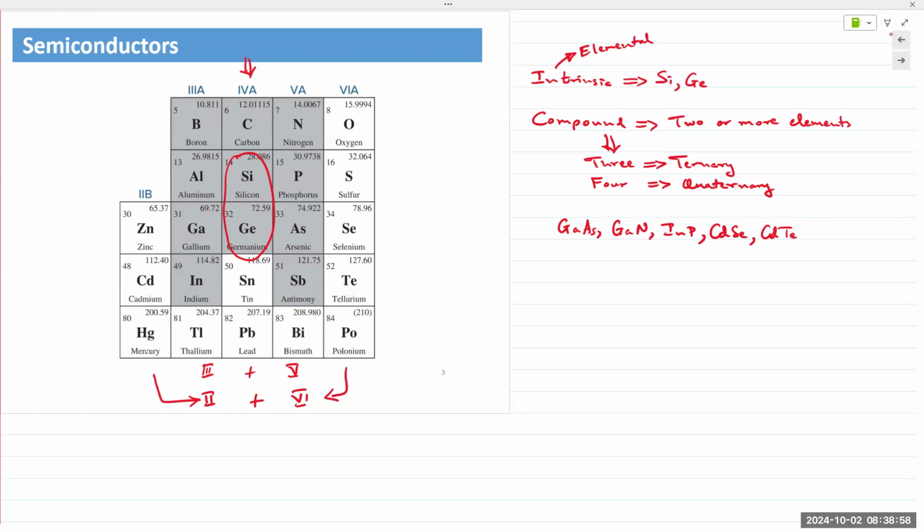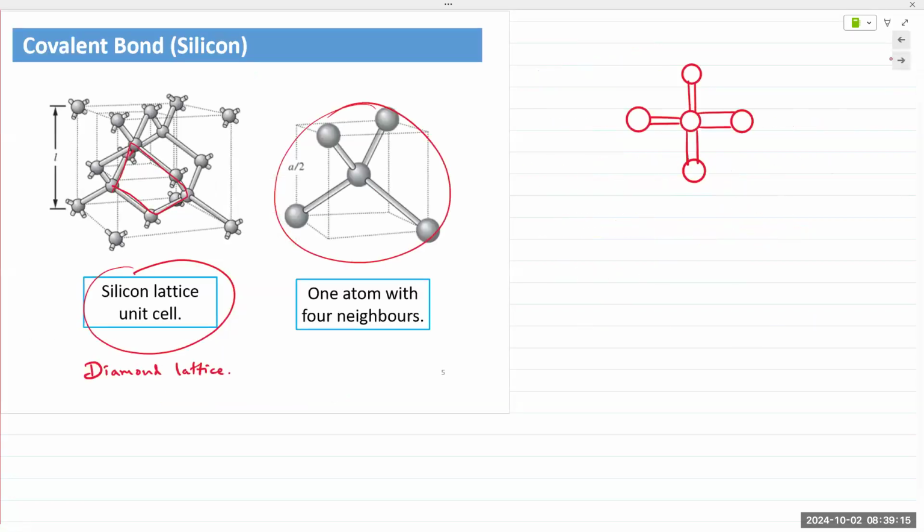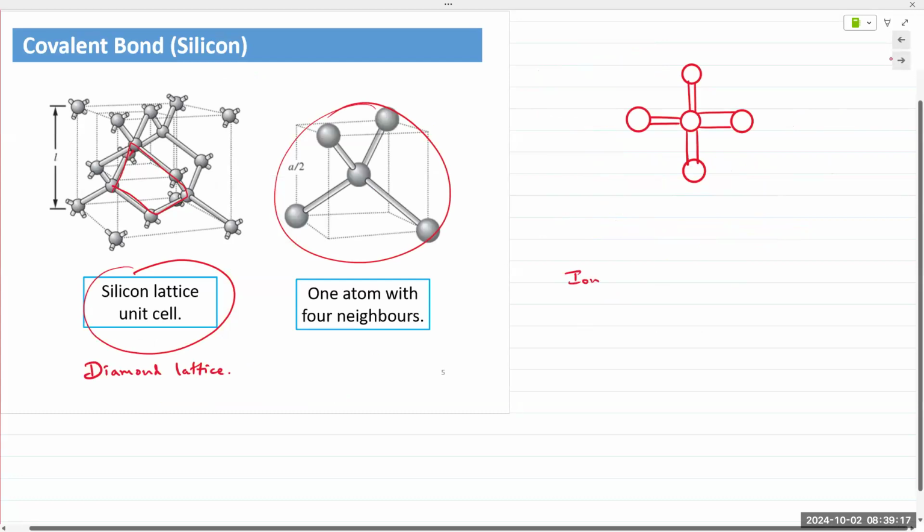In a covalent model like silicon germanium, the covalent bonding holds the structure together. In a compound semiconductor, that bonding is known as ionic bonding. Okay, ionic bonding. So I'll note it down here. And ionic bonding is in compound semiconductors.